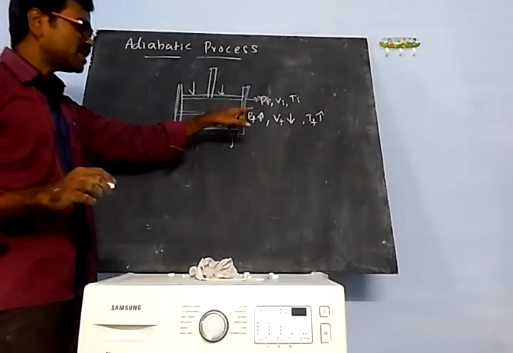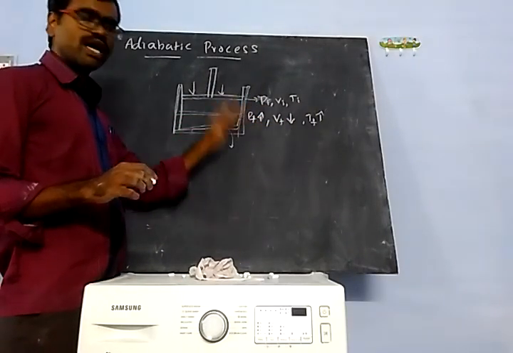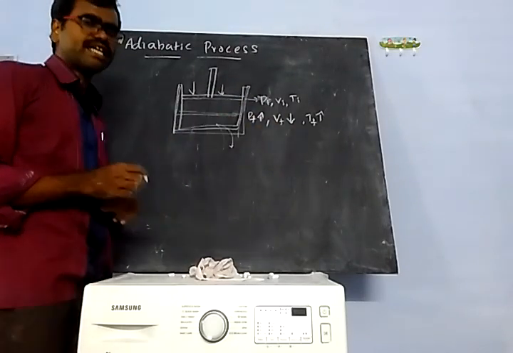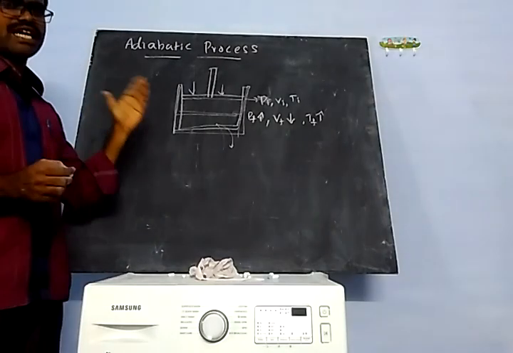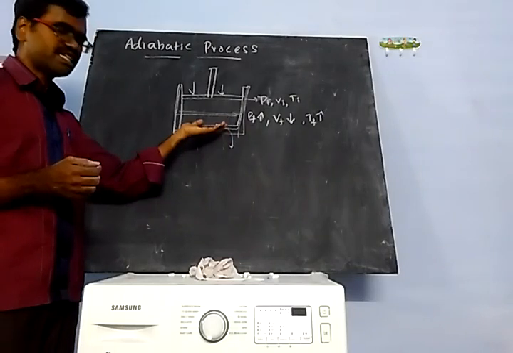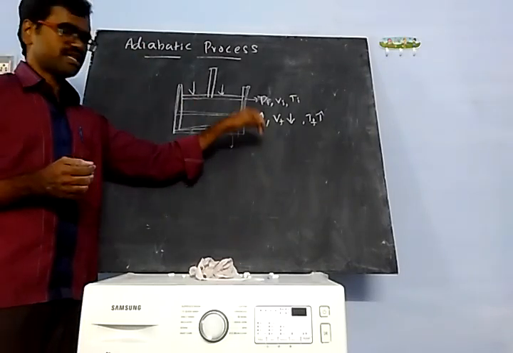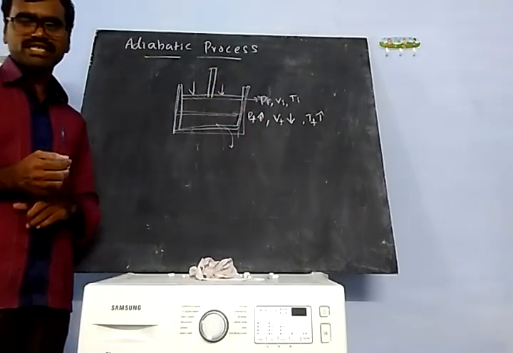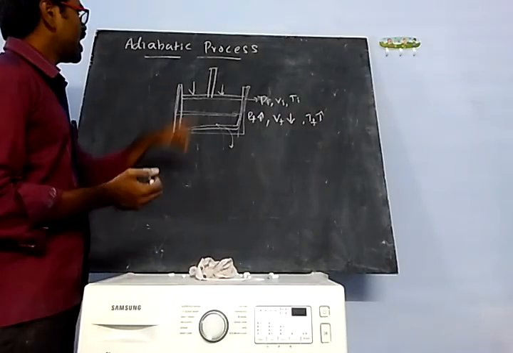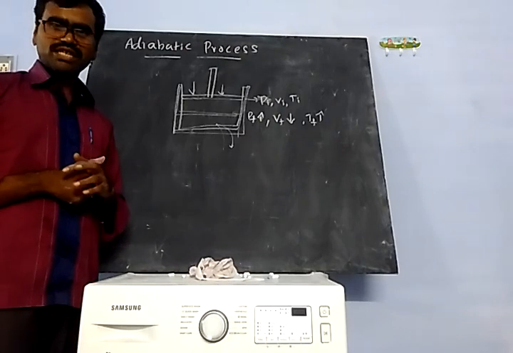So in this process, three quantities are variable: pressure, volume, and temperature. Adiabatic process means there is no heat energy entering or leaving the system, while pressure, volume, and temperature change. Do you understand? This process is known as the adiabatic process.